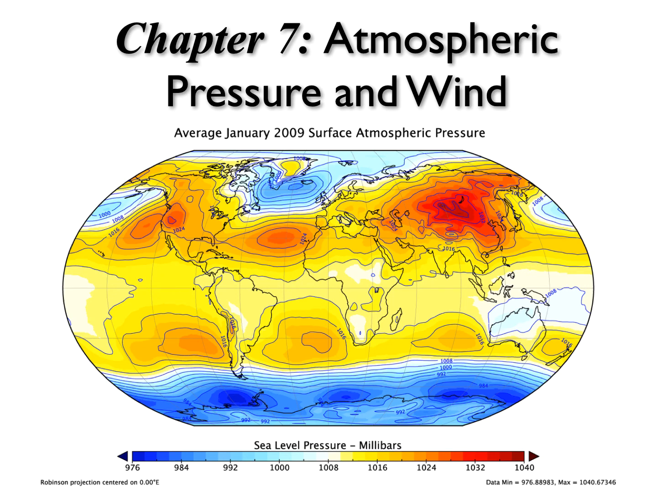Chapter 7, Atmospheric Pressure and Wind. Naming Global Circulation Important Features.